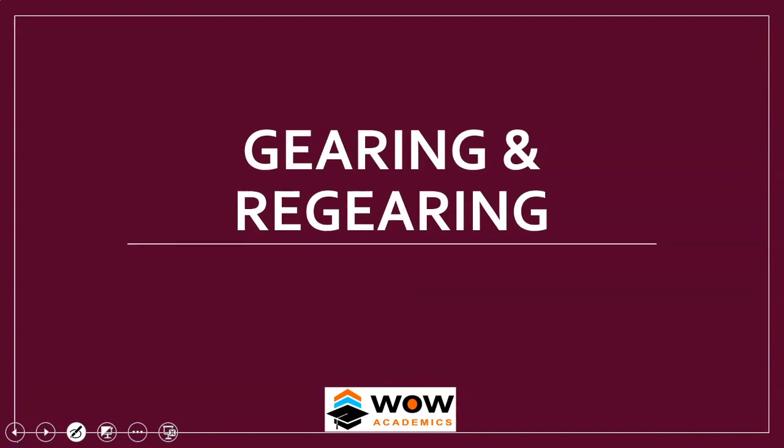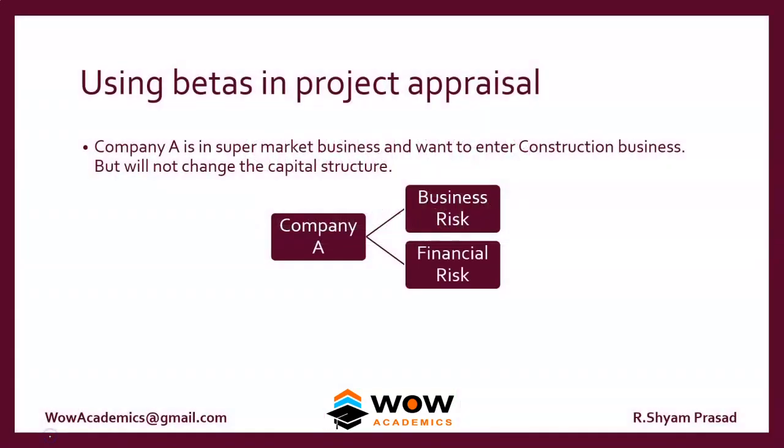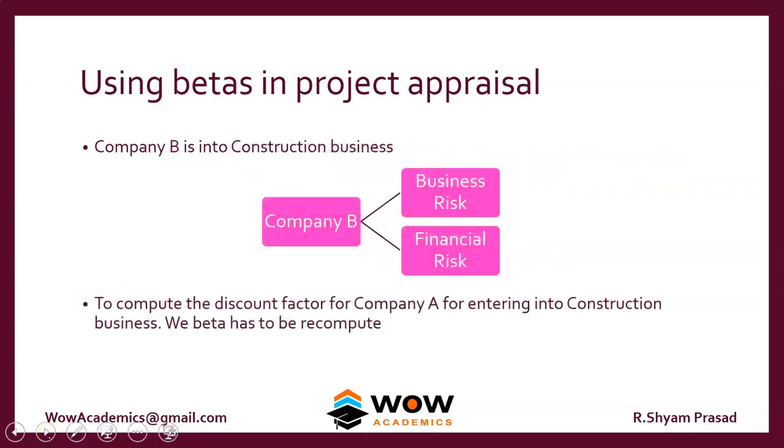Okay, so we'll move on to the topic called gearing and regearing. Company A is in the supermarket business and wants to enter into the construction business, but will not change the capital structure. So company A has two risks. One is business risk and the other one is financial risk. So we have to look also at the construction business. Construction business company B also has two kinds of risk: business risk and financial risk.